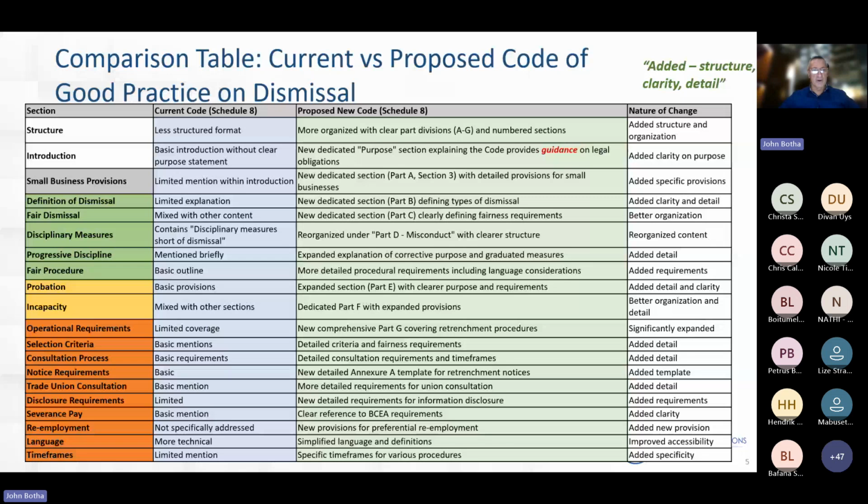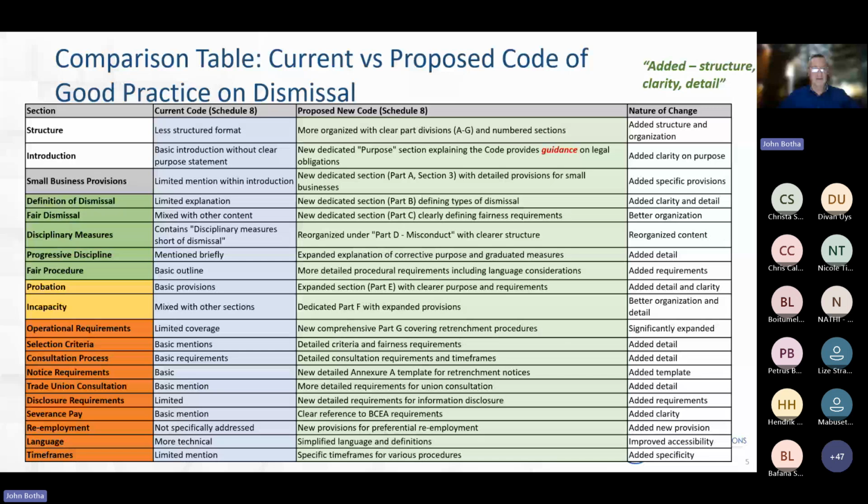proposition to your clients. In the dark orange, you then see the whole new section in the Code of Practice on operational requirements. Okay, so it goes into a lot of detail on selection criteria, consultation under 189 and 189A, the role of the trade unions, and Section 16 of the LRA, in other words, private and confidential information.